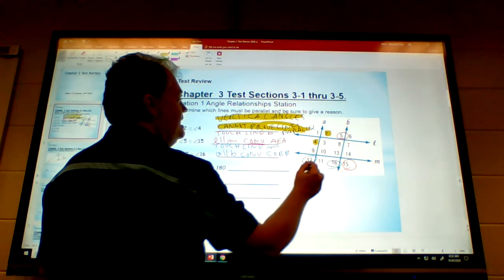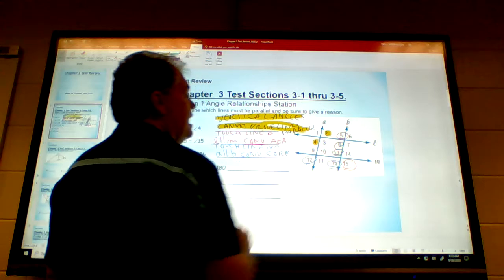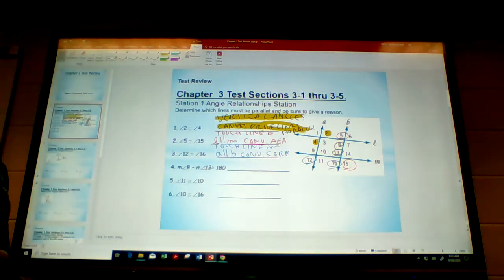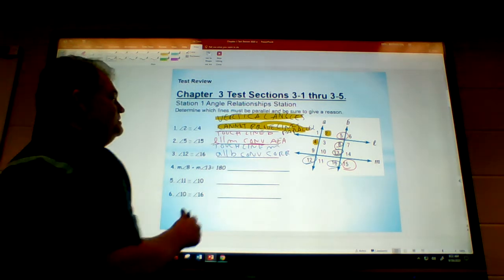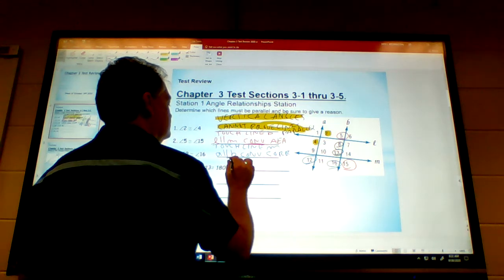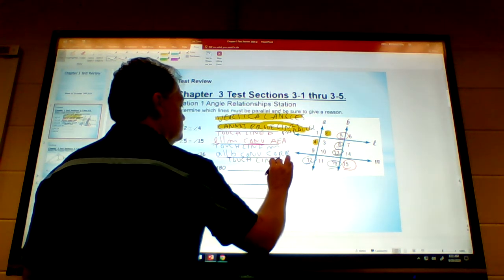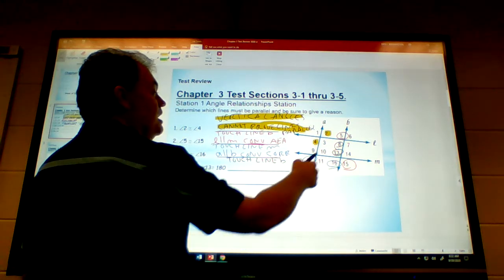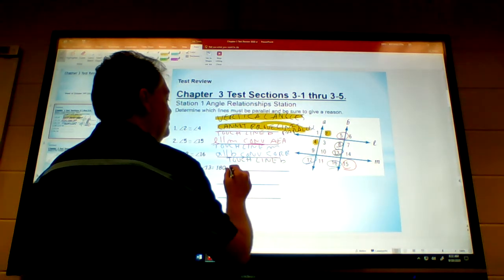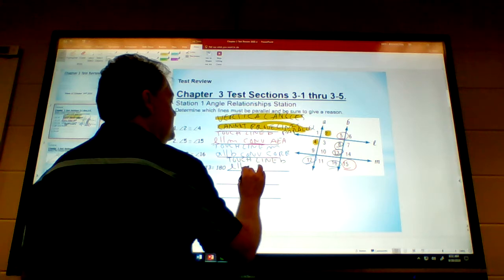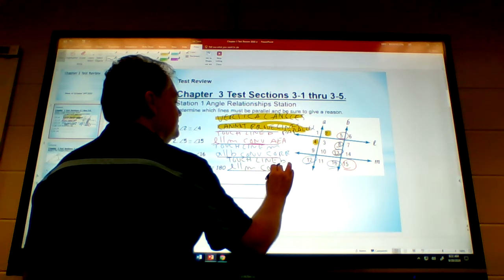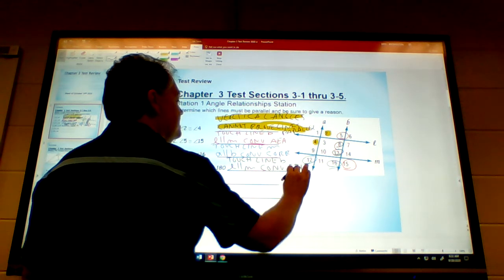Now, I'm going to circle 8 and 13. 8 and 13, as you can tell, are same side interior angles. They both touch line B. So therefore, because they're supplementary, we can prove that L is parallel to M by the converse of same side interior angles.